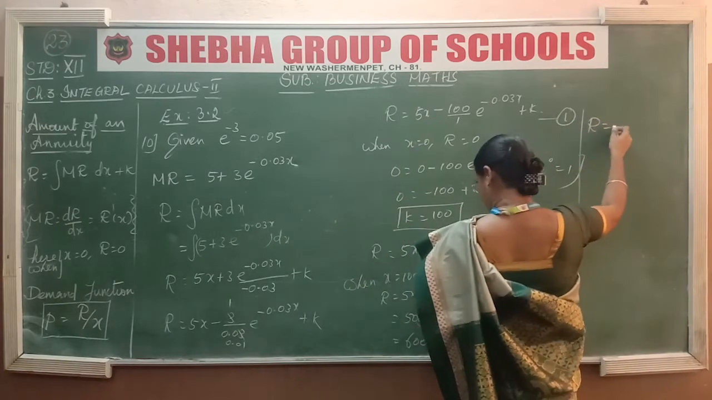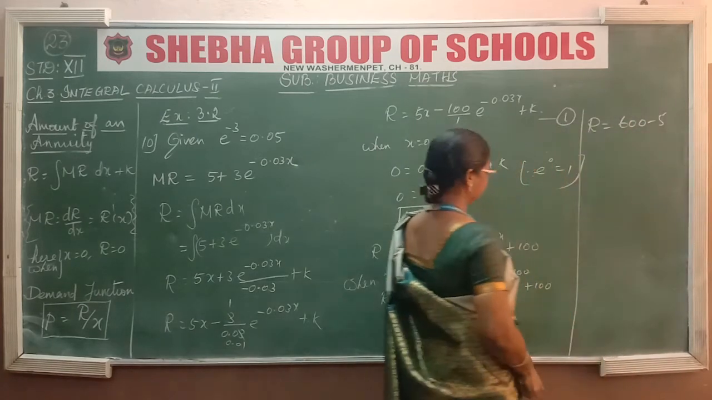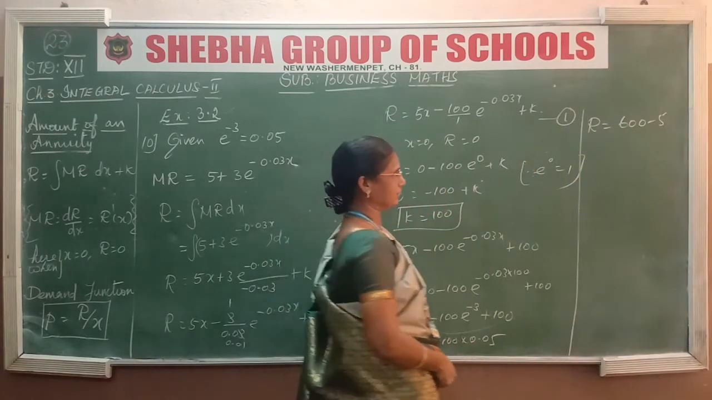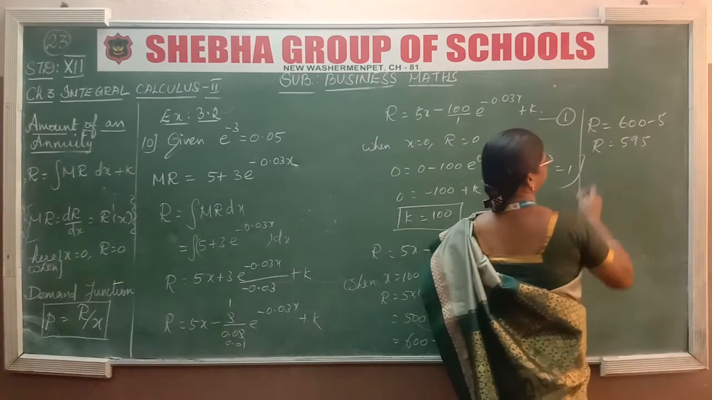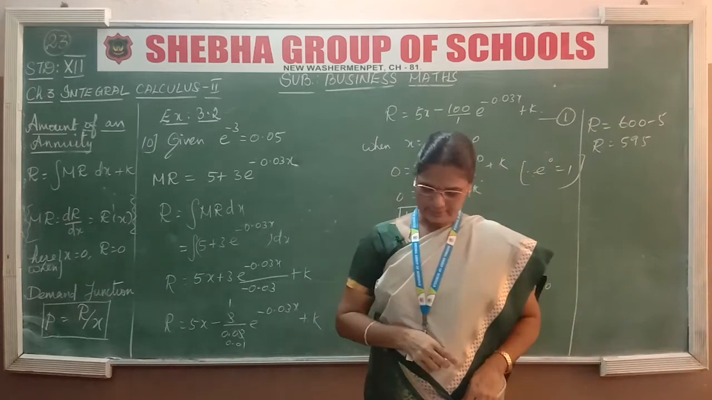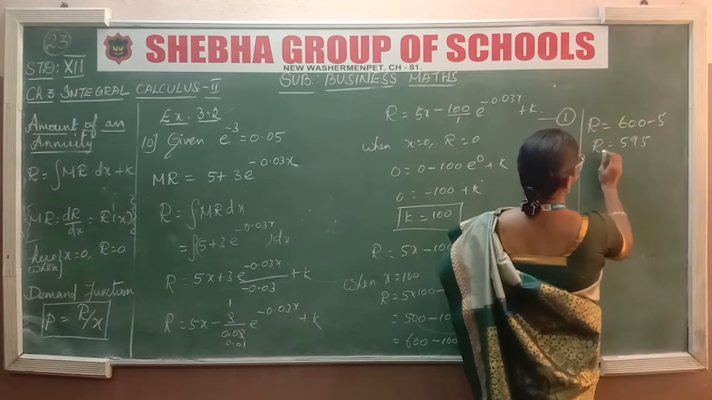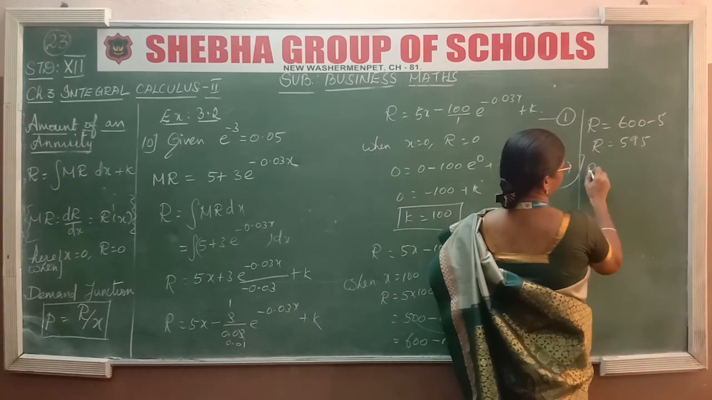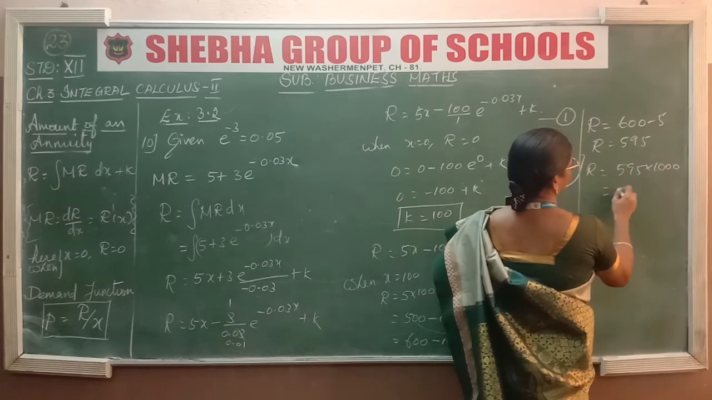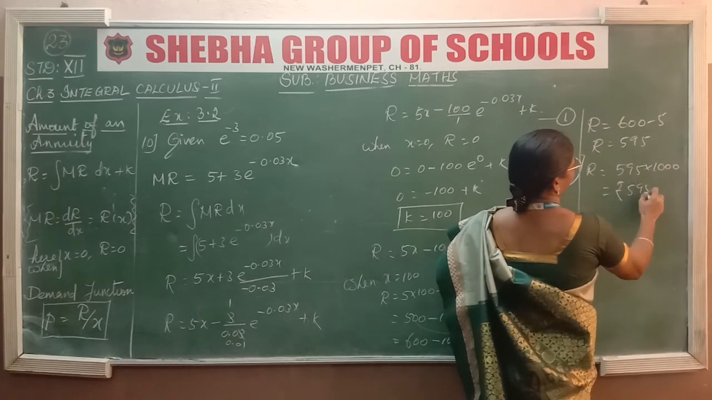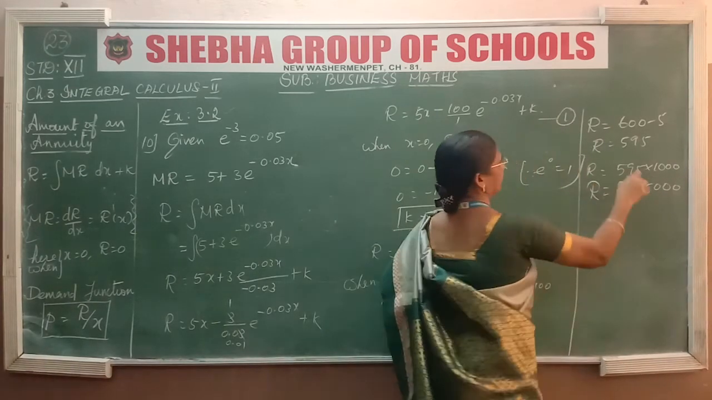That is, our R is equal to 600 minus 5, since 100 into 0.05 becomes 5. So we get 595, and also it is given in the question R is in thousands of rupees. So after finding the answer, we have to multiply this by 1000. That is R is equal to 595 into 1000. So we get rupees 595000. This is our revenue function. Understood?